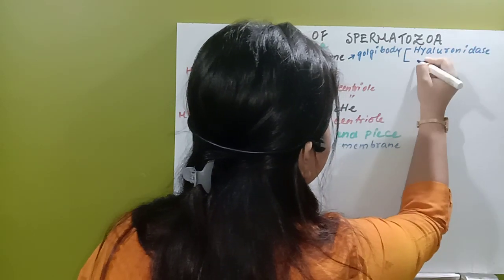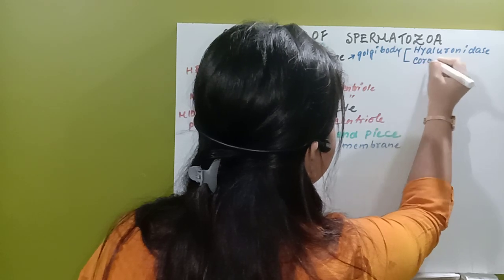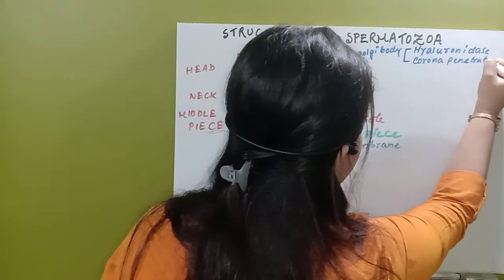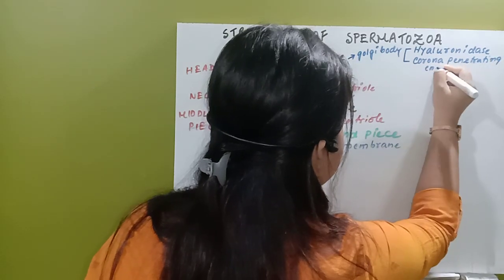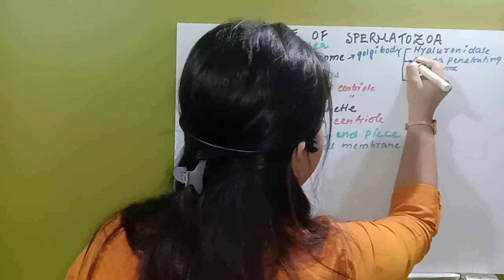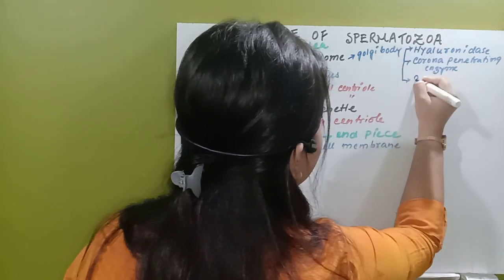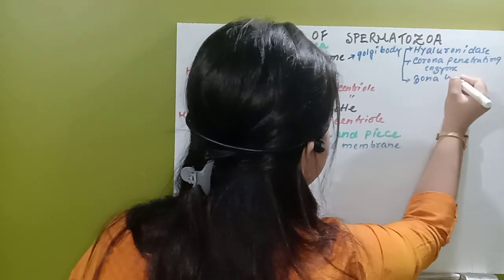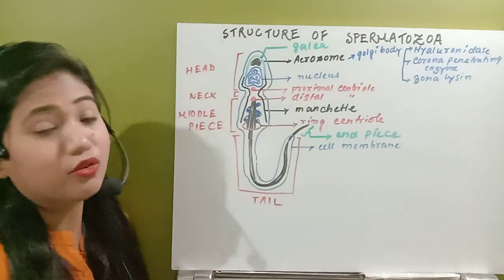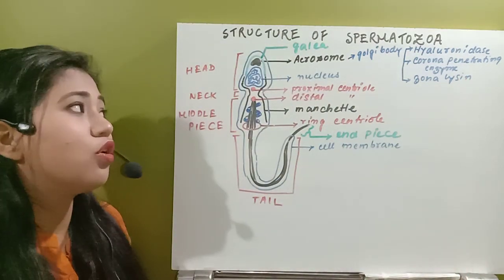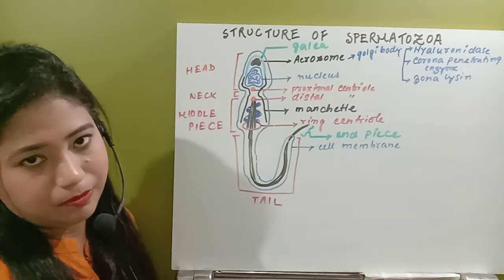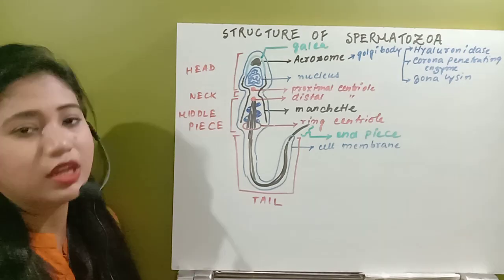Then after that we have the corona penetrating enzyme, and another enzyme that is also released by the acrosome, known as the zona lysin. So these three enzymes are released from the acrosome, which is developed from the Golgi body, and they help in penetrating the egg membrane. Now just come to the nucleus.